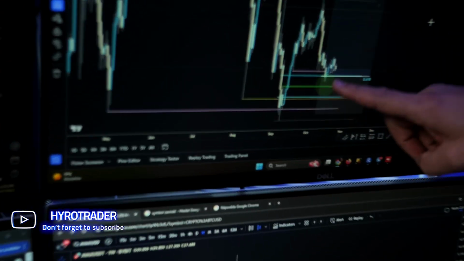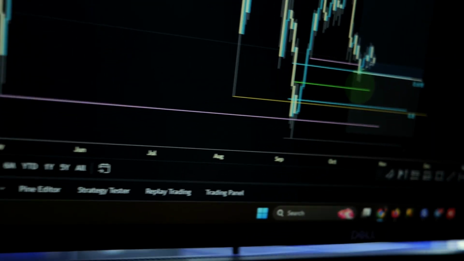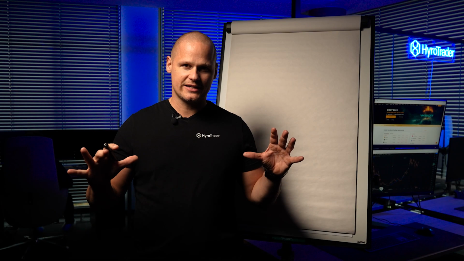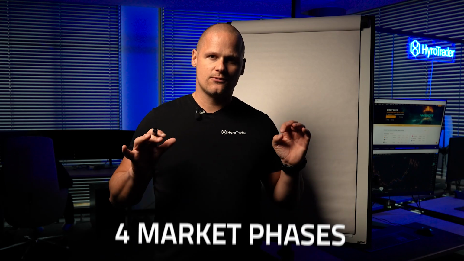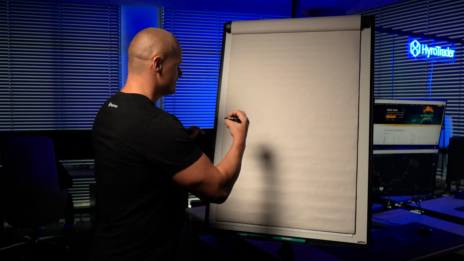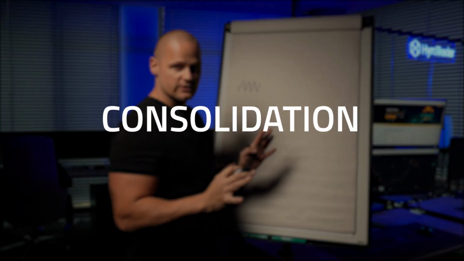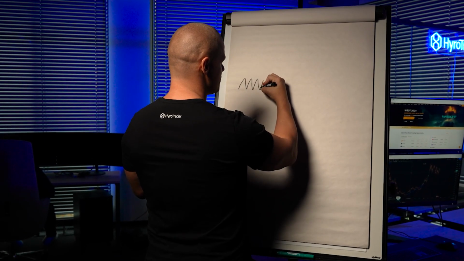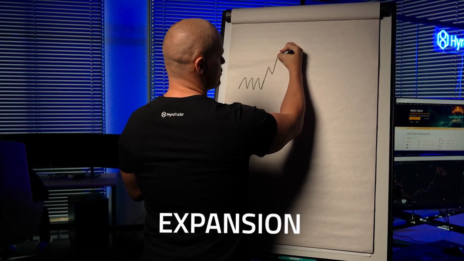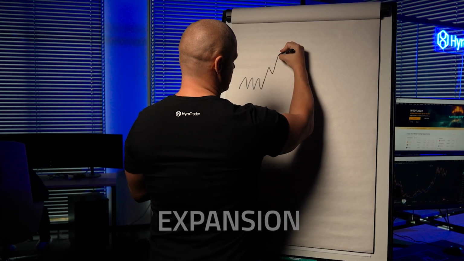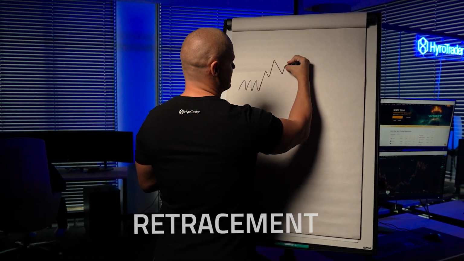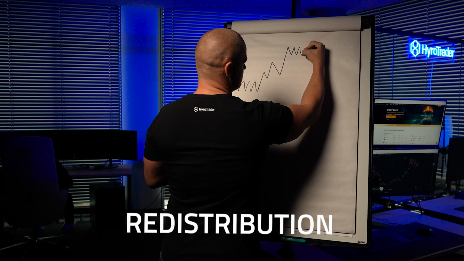In this video we will look at the market phases and understanding them for being better and more efficient in trading. So as you probably know, there are 4 market phases, right? It always starts with accumulation, or in other words, consolidation. Then after the consolidation we always have expansion. Then we could have a retracement and another expansion or redistribution.